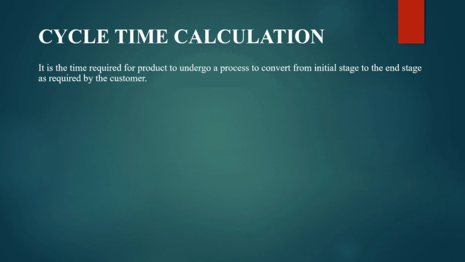It is the time required for a product to undergo a process to convert from the initial stage to the end stage as required by the customer. So this is the general principle to be followed for setting up any production line. Based on the cycle time, you will set up your line. Takt time is the basis. You'll get a rough idea from the takt time. So in the previous example, we saw the takt time as 150 seconds. So you must develop a line and you must have a cycle time which matches the takt time.